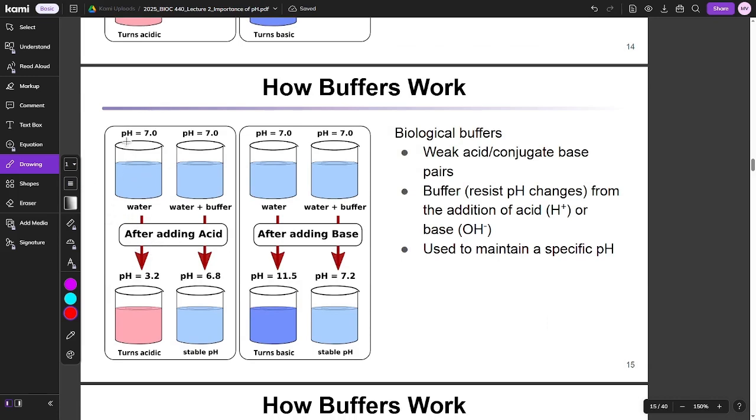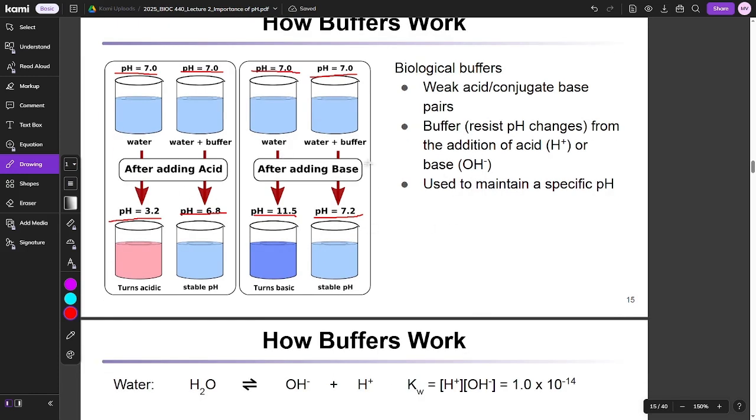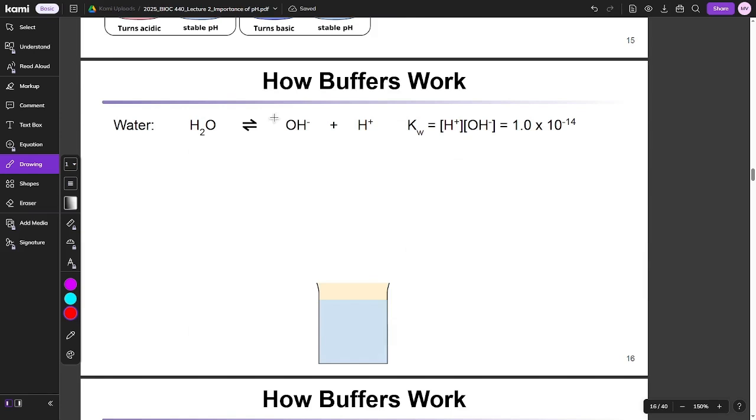If we look here, this is without buffer, and this is with the buffer. 7.0 to 6.8. 7.0 here to 11.5, but 7.0 to 7.2 here. I'll show you how this works in the lower slides, but the main point to get from this is that buffers resist pH change. Hammer home that point: buffers resist pH change.